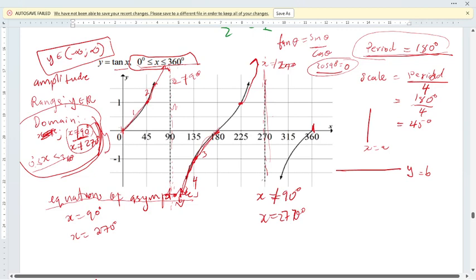Can you see that? So that's why, when you write the domain, you say x is between 0 degrees and 360 degrees. But you must write them in a way that shows that at x equals 90 there is an error. It's an asymptote. At x equals 270, the graph is not valid, so you must also cancel this one. Now this is the domain of the tan graph. Is that clear? So that will be the domain of the tan graph.